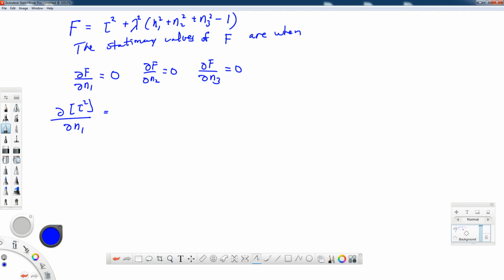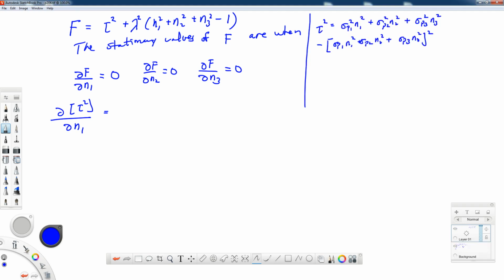Alright, so let's do it with respect to n1. Let me call up our equation for tau squared so we have that handy. We want the partial of f, so let's first work on one of these terms at a time: the partial of tau squared with respect to n1. Keep an eye on me, let's make sure I get all these terms right. I'm going to have a 2 sigma p1 squared n1, and then I don't have anything from these other two terms because they're not a function of n1.